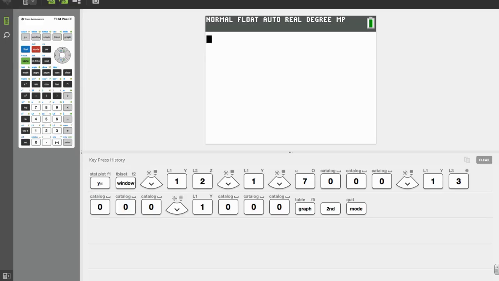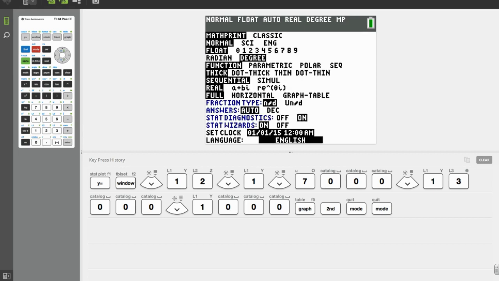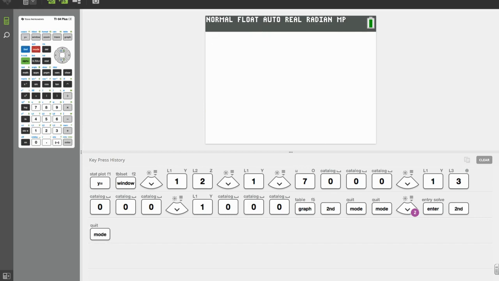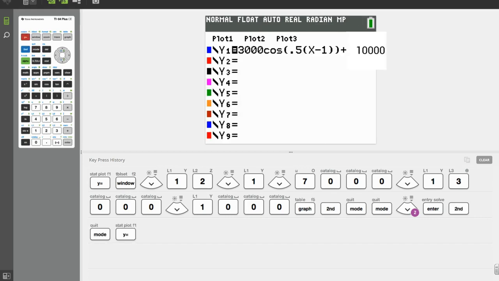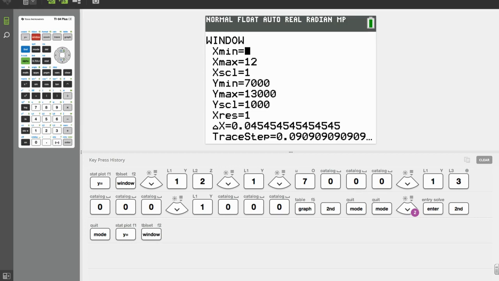We come into our calculator. The first thing we want to do is make sure that our mode is set to radians. We're going to go to y equals. We're going to enter in our function. And then we're going to go to window, and we're going to set an appropriate window for this graph. The number of months is 12, so we know we're going from 0 to 12. And I think an appropriate scale would be 1 there.